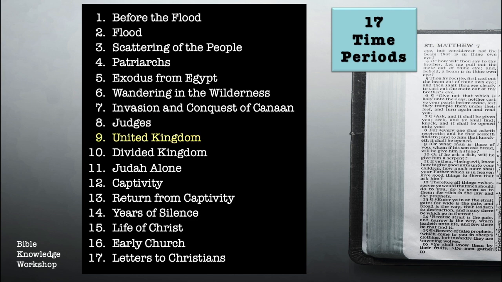Period number 9 is the United Kingdom, followed by the 10th period, the divided kingdom. The 11th period is Judah alone. Period number 12 is the captivity. The 13th period is return from captivity. And period number 14 are the years of silence.